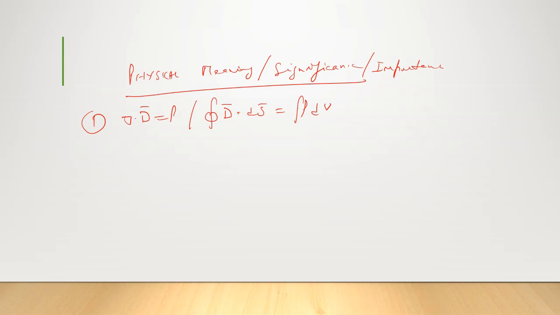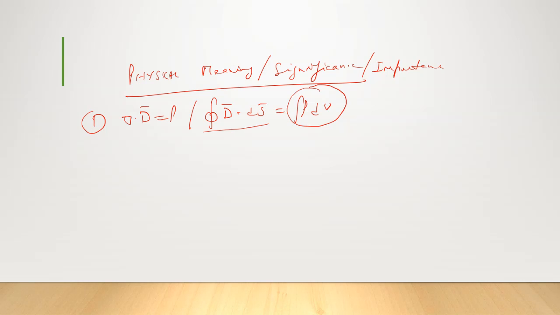What is the meaning of this mathematical equation? The total electric displacement through a closed hypothetical surface enclosing a volume is equal to the total charge enclosed within the volume. Total electric flux through a closed hypothetical surface enclosing a volume is equal to the total charge enclosed within the volume. This is basically the Gauss law in electrostatics.